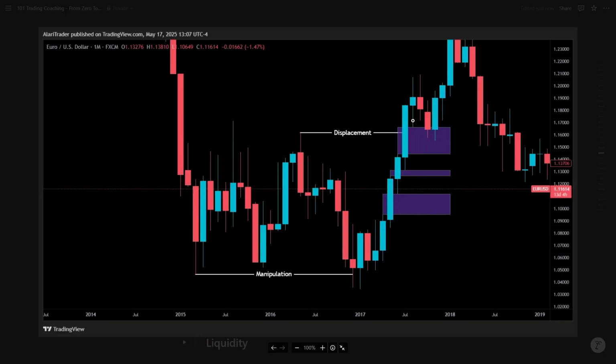Usually what you will see is before a displacement, you will have manipulation. So you want to spot the manipulation, and then once you get the displacement, which is your confirmation, you can take a trade. And it's very, very important to spot these. Very important. And again, this also comes with experience.